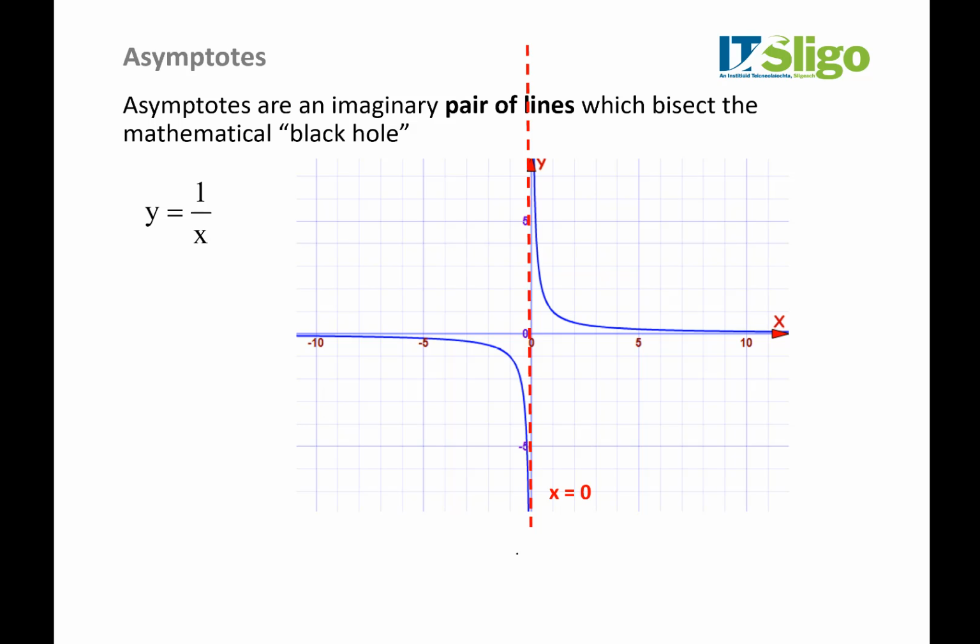There's also a horizontal asymptote, and this crosses where y is equal to 0. And like I said, the asymptotes bisect that mathematical black hole, where we end up with 1 over 0.